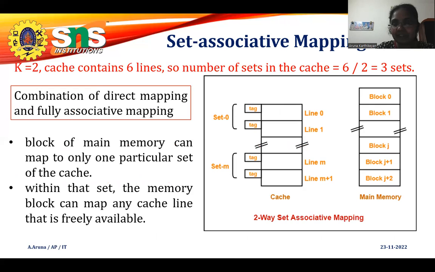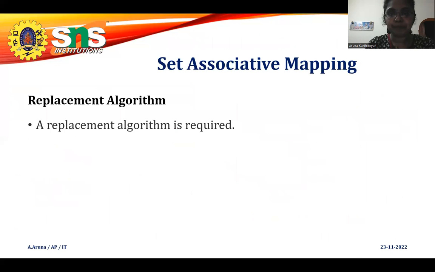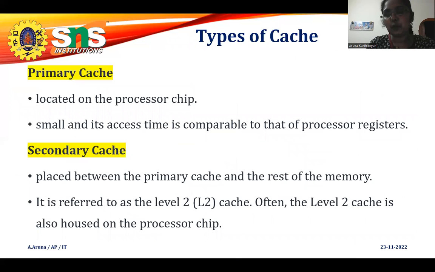For example, if K equals 2 and the cache contains 6 lines, then the number of sets equals 6 divided by 2, so we need 3 sets of 2 lines each. This is the way we calculate how many lines are present in each set. Here we definitely require a replacement algorithm to replace the older block with the newer one.